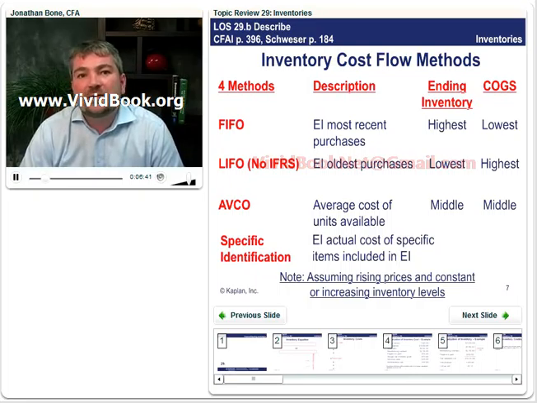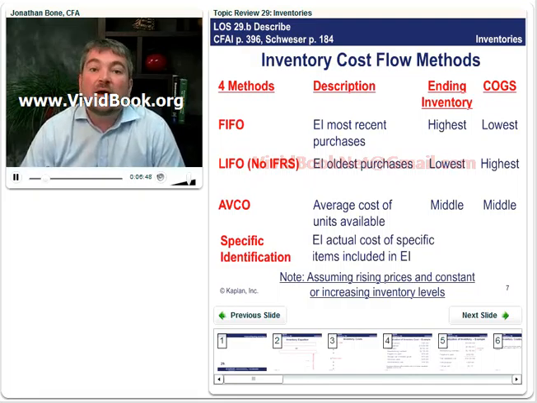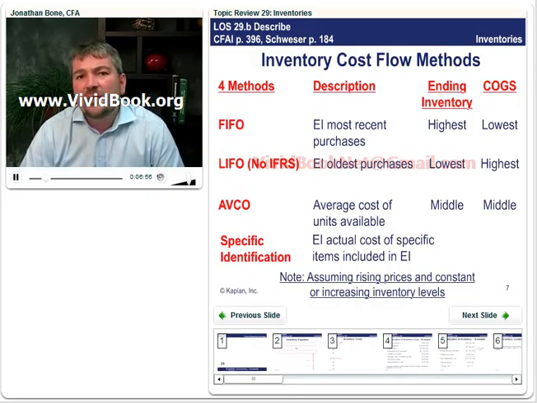LIFO. Now notice it says no IFRS, so LIFO is prohibited under international accounting standards. LIFO stands for last in, first out. The basic idea here is the last goods that entered our warehouse were the first that we sold. In other words, we've sold the most recent purchases first, and as a result our ending inventory must be made up of the oldest purchases.